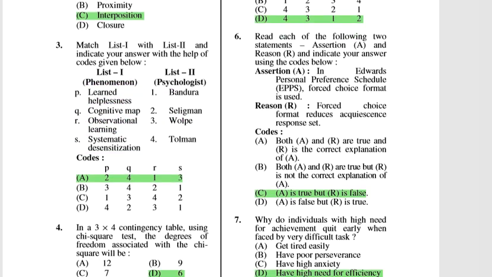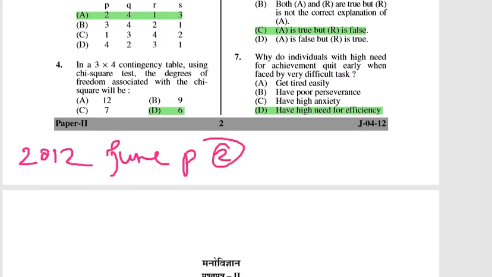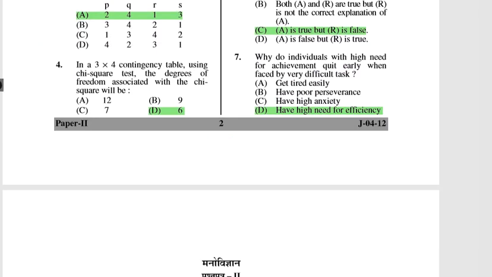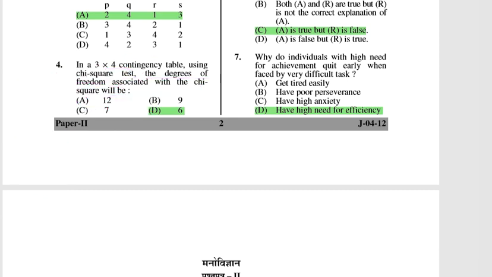Moving on to the next question, question number 4. Just to remind you, this is the 2012 June psychology paper 2. Question number 4 says that in a 3 by 4 contingency table using the chi-square test, you should all know what the chi-square test is. What will be the degrees of freedom associated with the chi-square? We have made a box of 3 by 4. The options are A is 12, B is 9, C is 7, and D is 6. The correct answer is option D, that is 6.